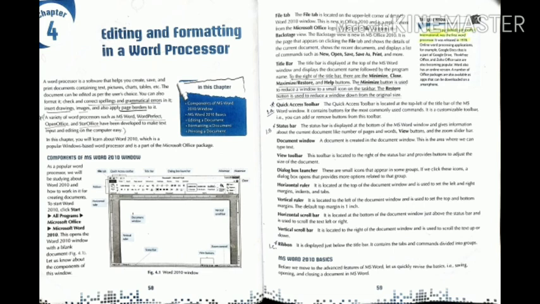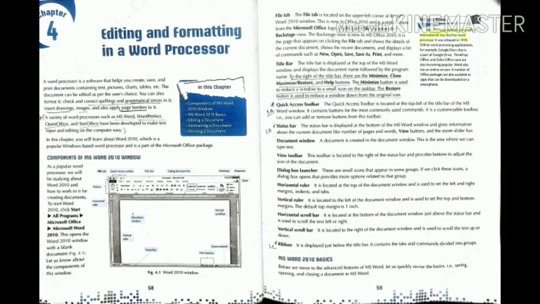Next you can see the quick access toolbar. The quick access toolbar is located at the top left of the title bar of the MS Word window. It contains buttons of the most commonly used commands. So whichever commands you use repeatedly are saved in the quick access toolbar. It is a customizable bar, so you can customize it according to your requirement. By default you will find here the save button, and the undo and redo buttons. They are available in this quick access toolbar.